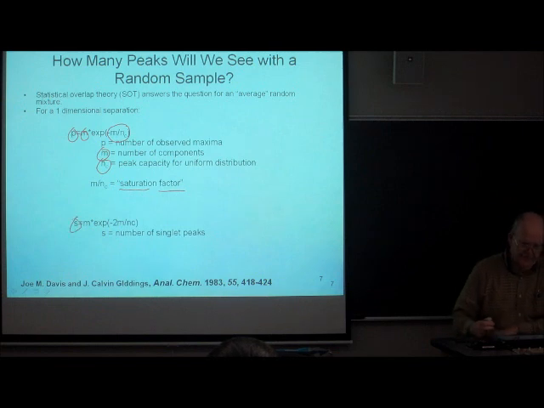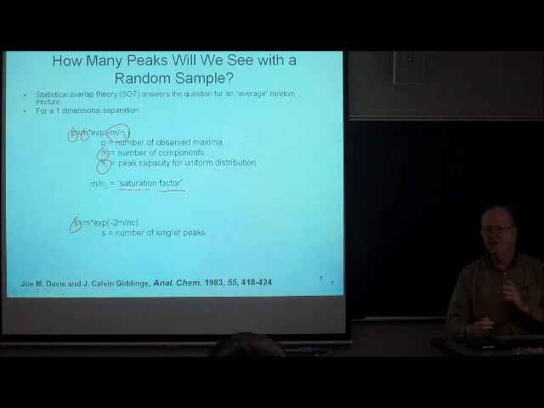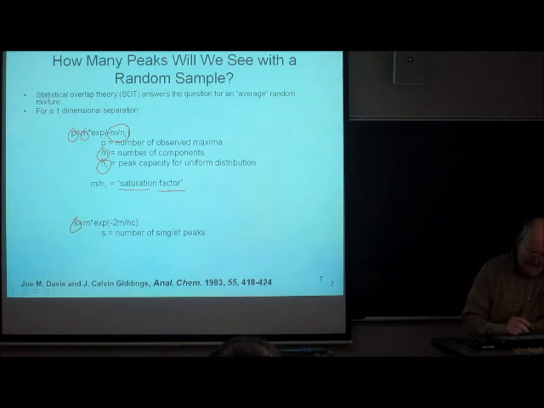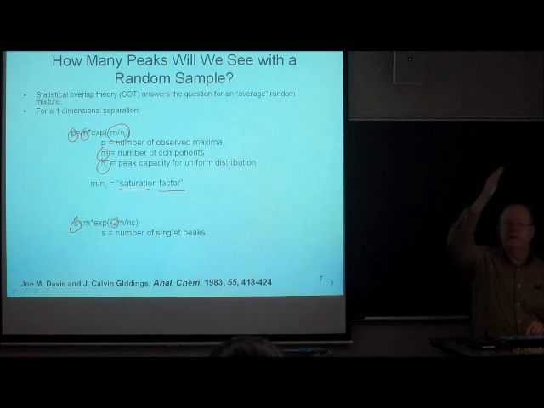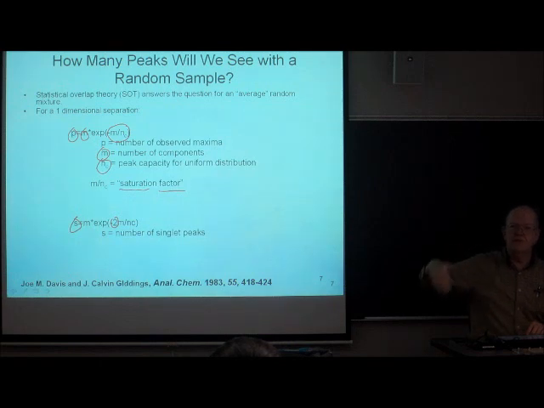Now, S is the number of singlet peaks, that is the number of pure component peaks. These peaks then are analytically useful because they're pure components. And the only difference between the equation for P and the equation for singlets is a factor of 2 in front of the saturation factor. Because of that 2, the number of singlets decreases much more rapidly than the total number of peaks that you see.